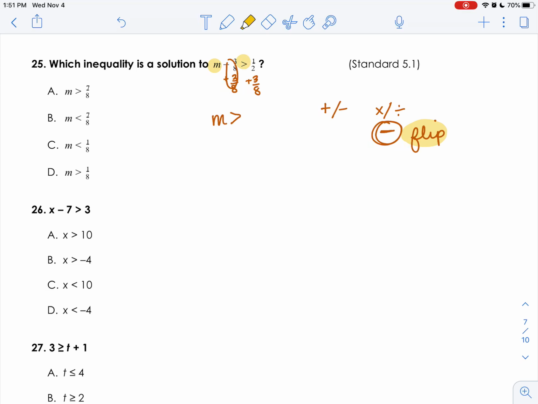I'm going to keep my same sign, which was greater than, and then 1/2 plus 3/8, you could use a calculator. I'm going to solve. I'm going to get a common denominator here by multiplying this by 4 over 4. So I get 4 over 8 plus 3 over 8 equals 7 over 8. So m is greater than 7/8 is my solution. And that answer is A.